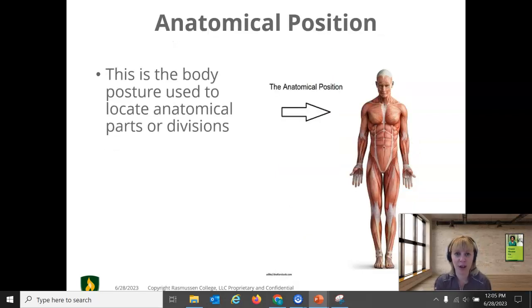This chapter also talks about what we call the anatomical position. The anatomical position is the body standing erect or upright and facing forward. The arms are at the sides and the palms are facing forward. Sometimes when we're talking about specific body planes and body positions, we start at this anatomical position.